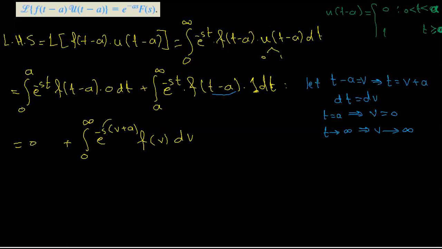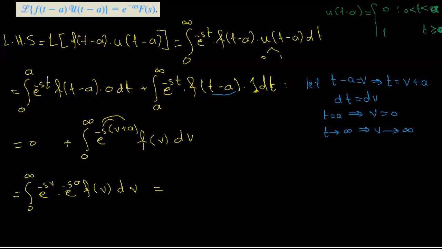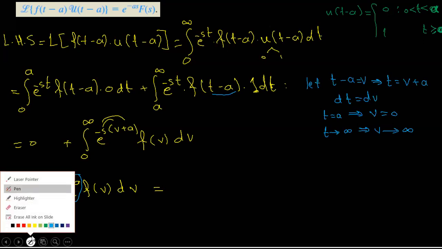Now what I'm going to do is multiply this out. So what I have now is the integral from 0 to infinity of e to the negative sv times e to the negative sa, times f of v. Am I right here? What do you think? Now this one, e to the negative sa, I think it is constant, because your integration is with respect to v.